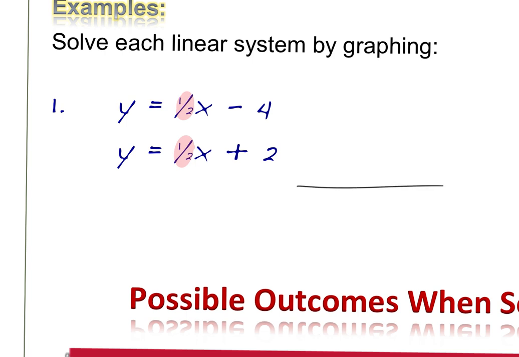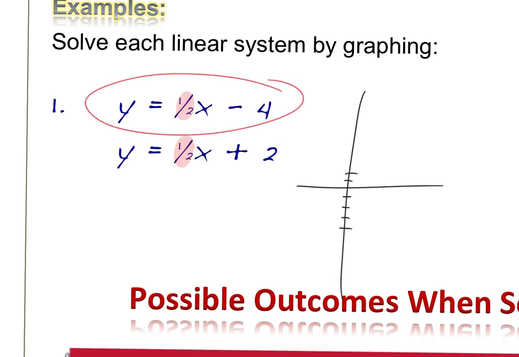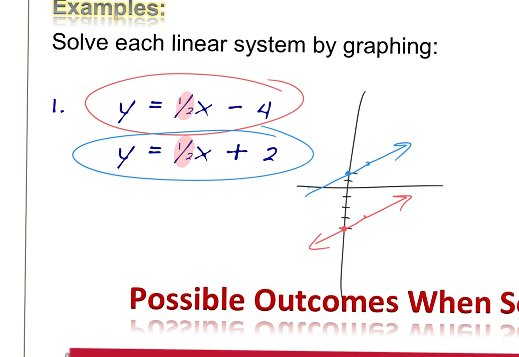If I was to sketch a quick graph, we'll go down 4, 1, 2, 3, 4, and we'll go up 2, 1, 2, and I'll graph this one in red. I would have a y-intercept of -4, and the slope would go up 1 over 2, so it would look something like this. Let's say I graph this one in blue. It has a y-intercept of 2. It's going to go up 1 over 2, and it's going to look something like this.